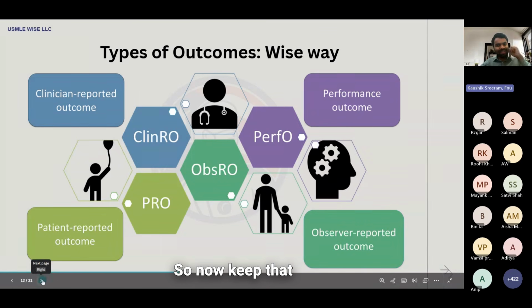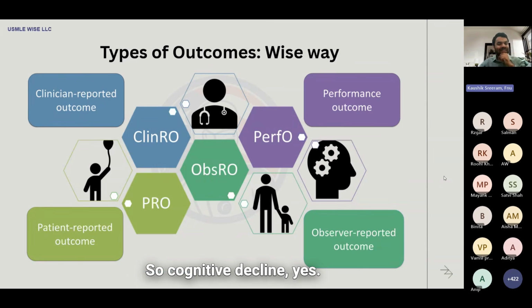So now keep that in your mind. Cognitive decline, right? So cognitive decline, yes, it can be multiple things, right? You can have someone else giving the observation. So let's take cognitive decline. Someone mentioned that in chat. So the daughter can observe cognitive decline, right? The daughter will say, oh, my mother was able to remember so many things, and now she's not able to perform certain activities. That is one thing. So that becomes your observer reported outcome.